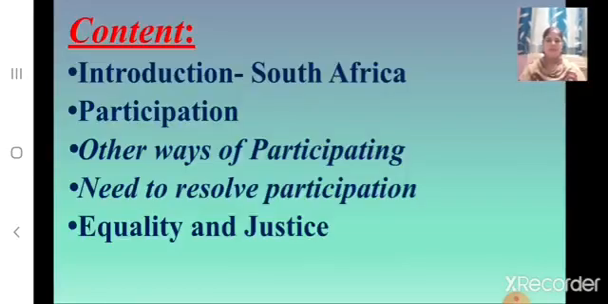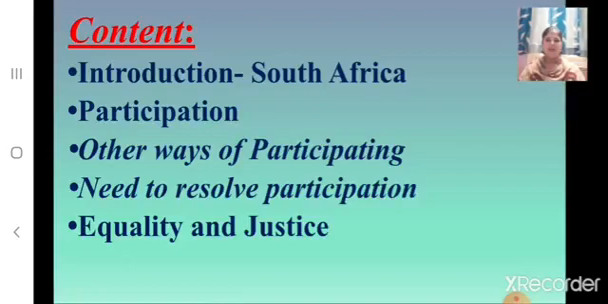Children, in a previous class we have already learnt about South Africa. South Africa is a country that has people of various races. There are black people who belong to South Africa, whites who came there to settle, and Indians who came there as laborers or traders.